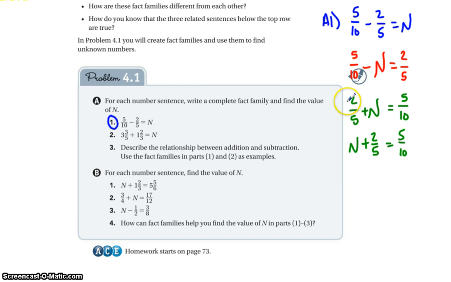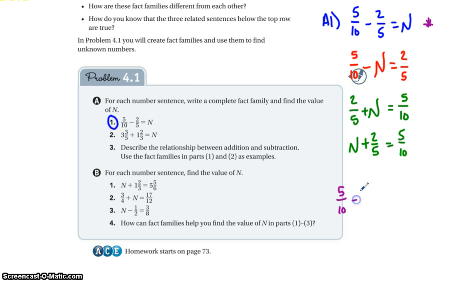Now, looking at these four facts in this family, there's one of them that automatically puts the n where I need it, which is on the other side of the equation, and therefore solving the left side of the equation should give me the answer for n. And that fact is this one right here. N is on one side of the equation, and 5/10 minus 2/5 is on the other. So I'm going to use that one to solve for the n.